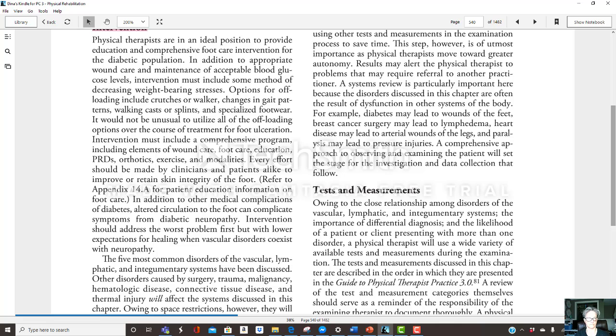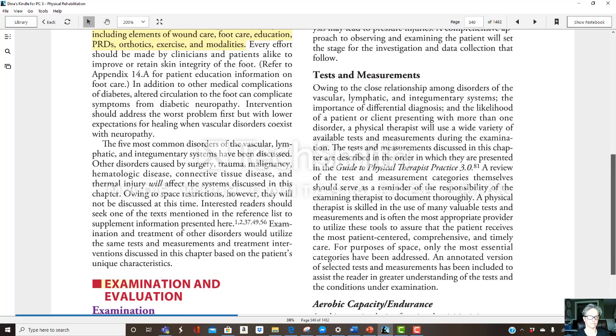Intervention must include a comprehensive program, including elements of wound care, foot care, education, PRDs, orthotics, exercise, and modalities. Every effort should be made by clinicians and patients alike to improve or retain skin integrity of the foot. Refer to Appendix 14A for patient education information on foot care. In addition to other medical complications of diabetes, altered circulation to the foot can complicate symptoms from diabetic neuropathy. Intervention should address the worst problem first, but with lower expectations for healing when vascular disorders coexist with neuropathy.